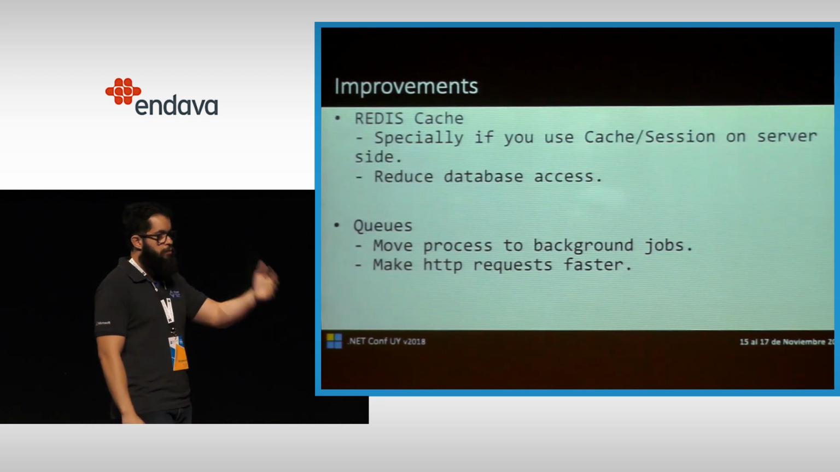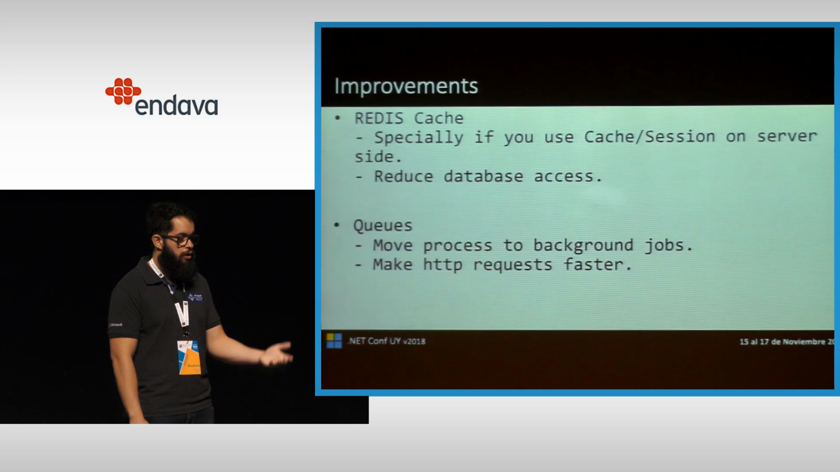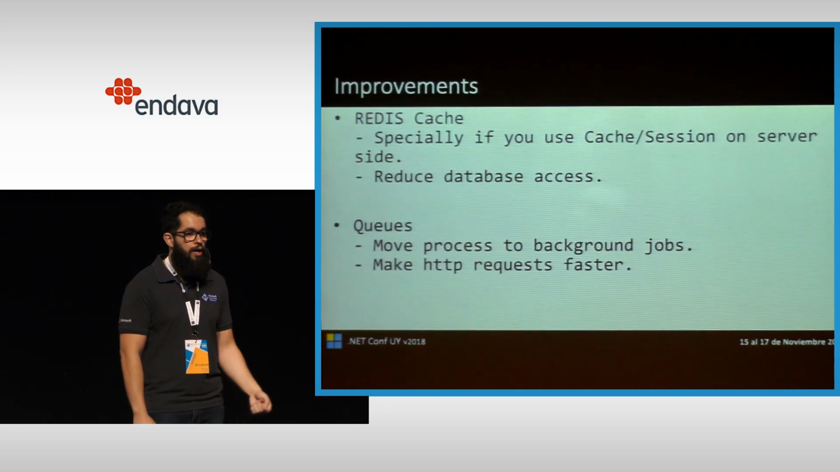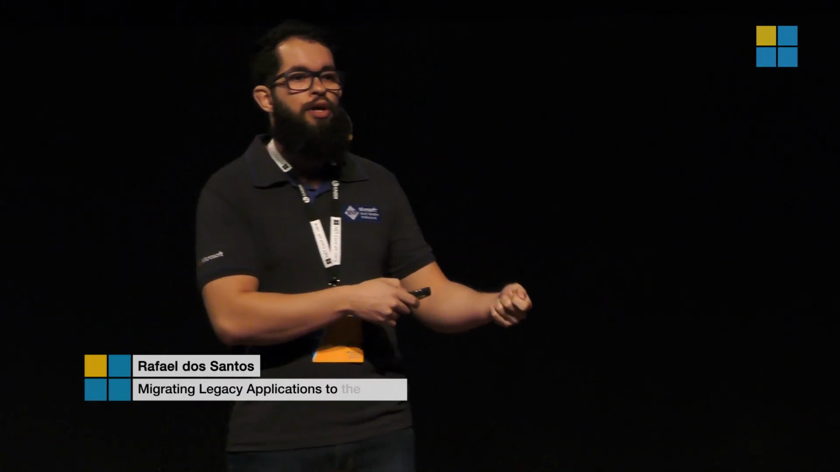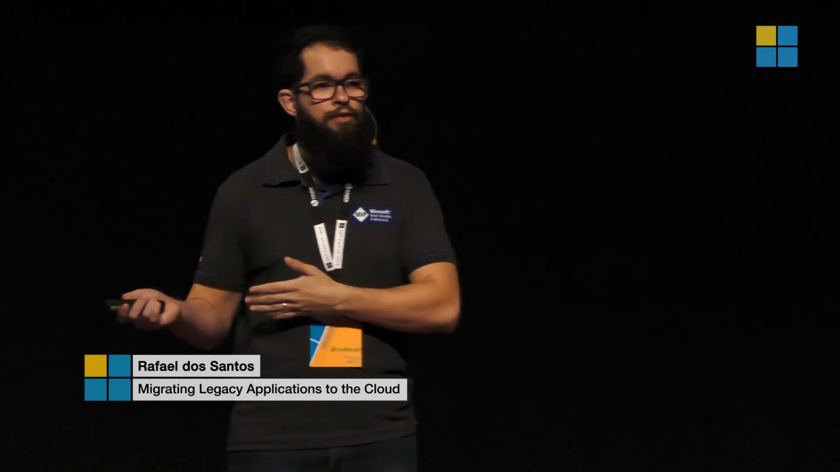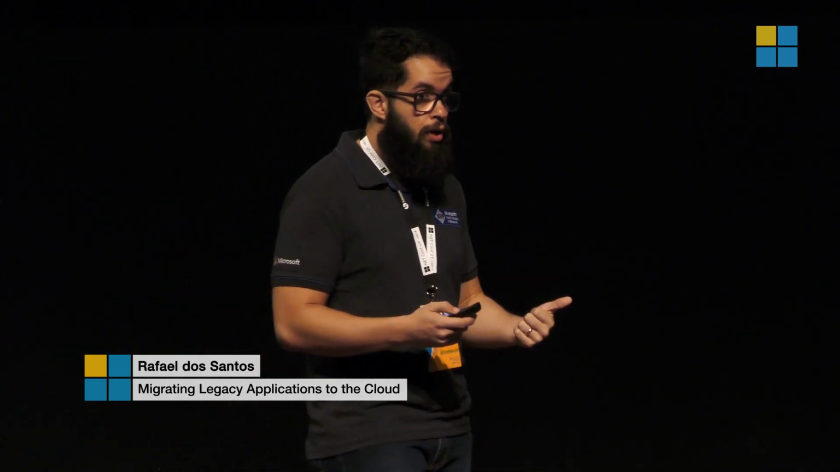Okay? And last but not least, queues, since you can move things to background processes. So let's say, for example, when you do a user registration and you need to save in the database and send the welcome email, the welcome email doesn't need to be sent right away. You can move it to a queue and send that from a background job. You can make your application more scalable and faster, since the HTTP request will be small. Okay?